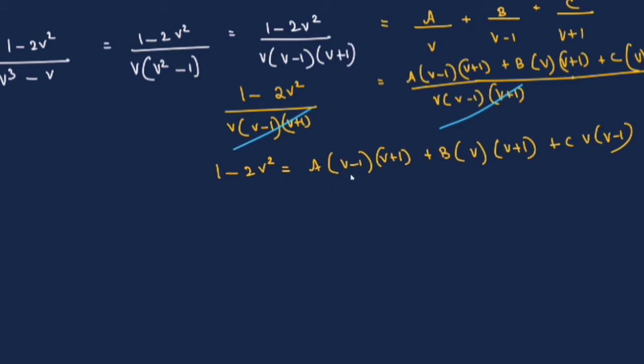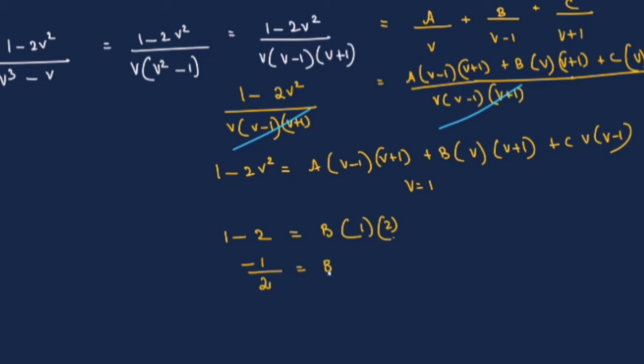Now you put v as 1. When you put v as 1, this factor will become 0, this also will become 0. The left hand side will become 1 minus 2. This is 0. This is B into v, which is 1, into 1 plus 1, which is 2. So you get minus 1 by 2 is B. So we got B as minus 1 by 2.